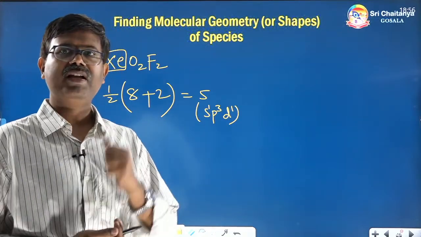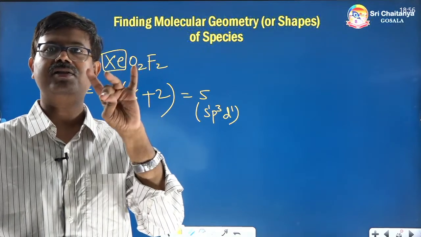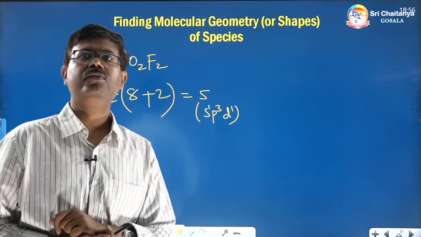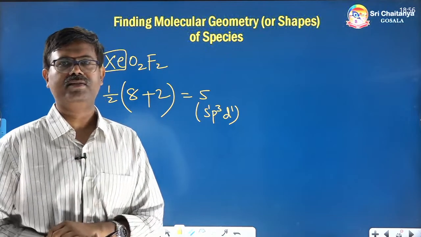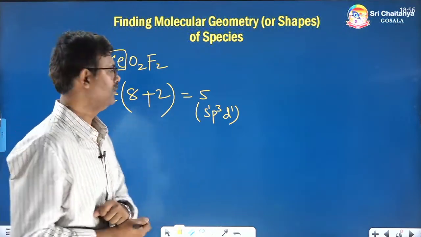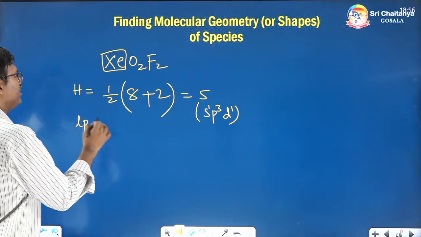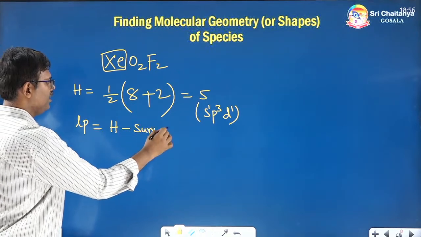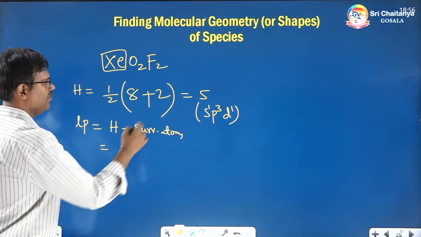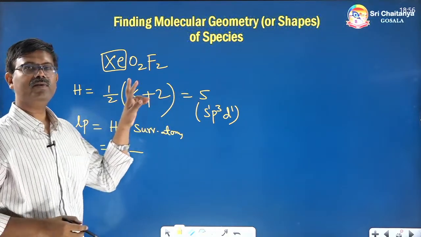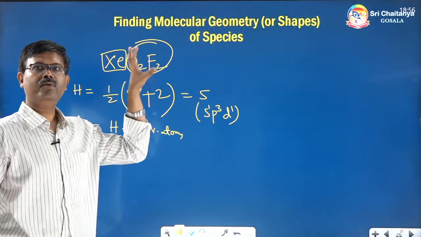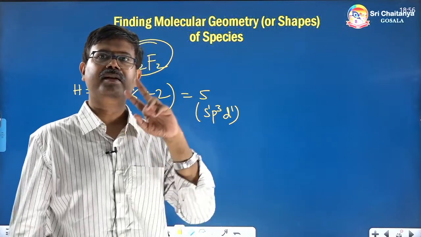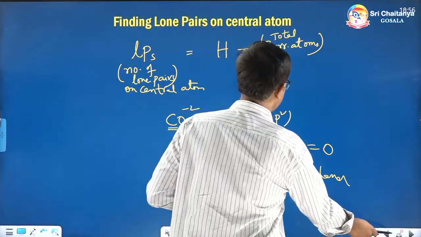Okay, we got the hybridization. Now sp3d has 4 variations: seesaw, T shape, and so on. 4 variations are there. Now we need to find which shape it is. For that we want the lone pairs. So let's find the number of lone pairs on the xenon. The formula is H minus total surrounding atoms. The H value is 5. Total surrounding atoms, all surrounding you take. How many? 4. So 1 lone pair. So, 1 lone pair with sp3d hybridization. So what will be the shape? What will be the name?